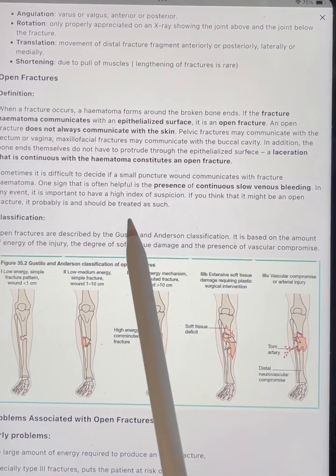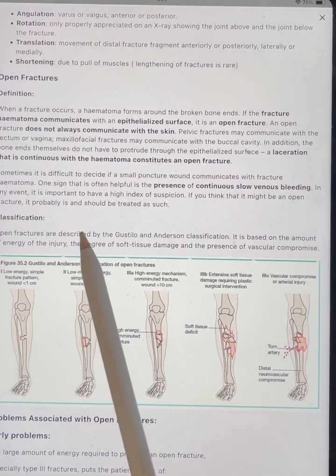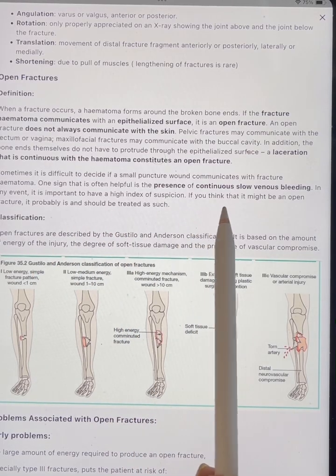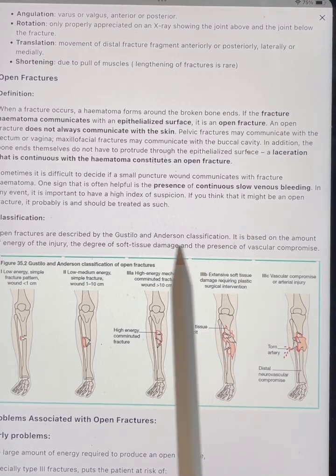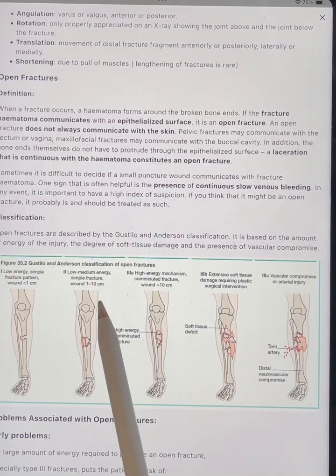Sometimes it is difficult to decide if a small puncture wound communicates with the fracture hematoma. One sign that is often helpful is the presence of continuous flow of venous bleeding. In any event, it is important to have a high index of suspicion.